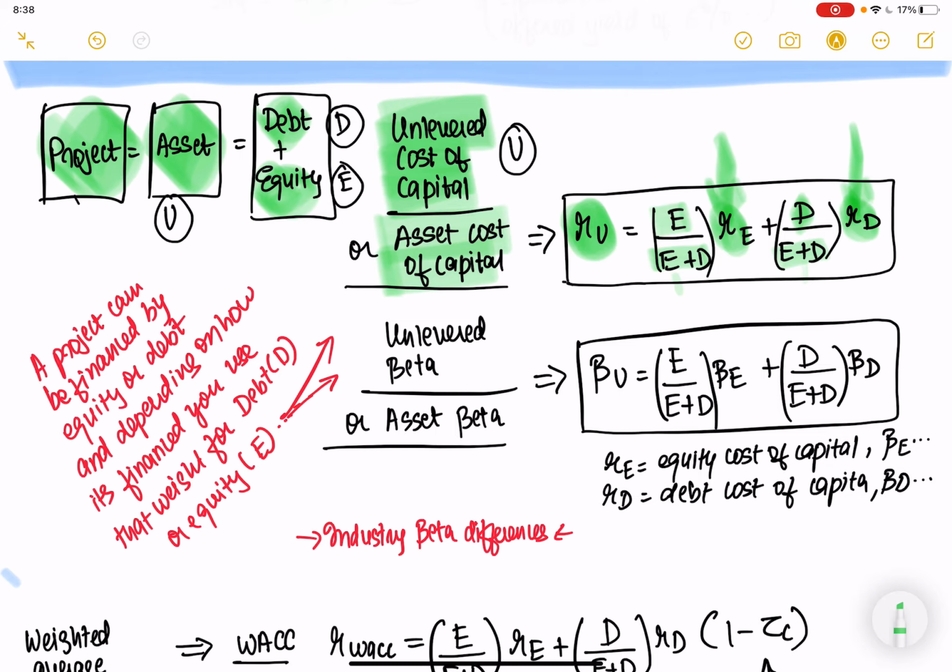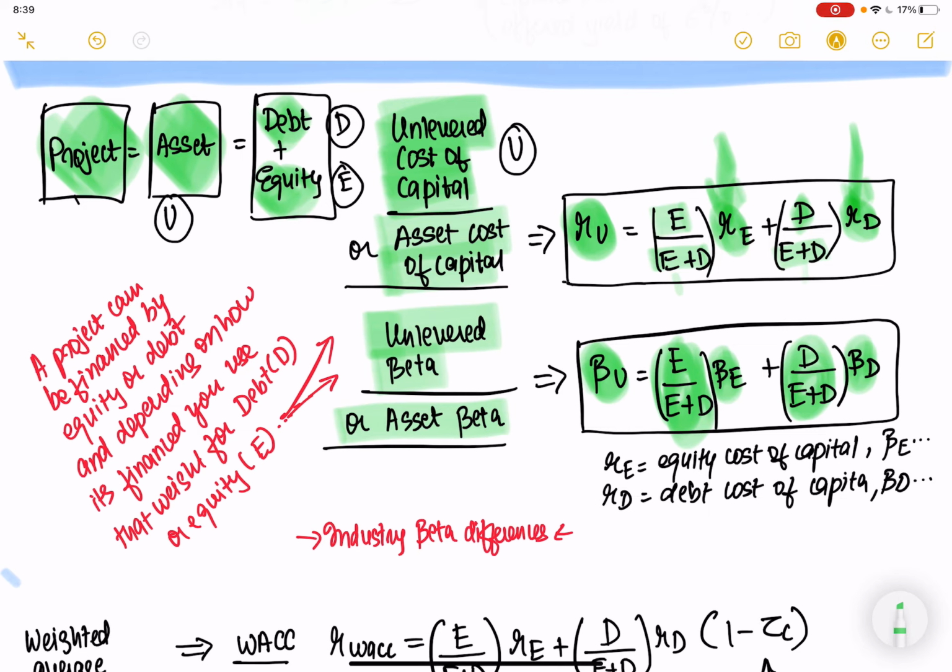Similarly, you can find out the unlevered beta of this investment, with the same equity weight for beta of equity and debt weight for beta of debt. Once you do that, you can find out the unlevered beta or asset beta. Once you know the asset beta, and typically you use this when you have a combination.